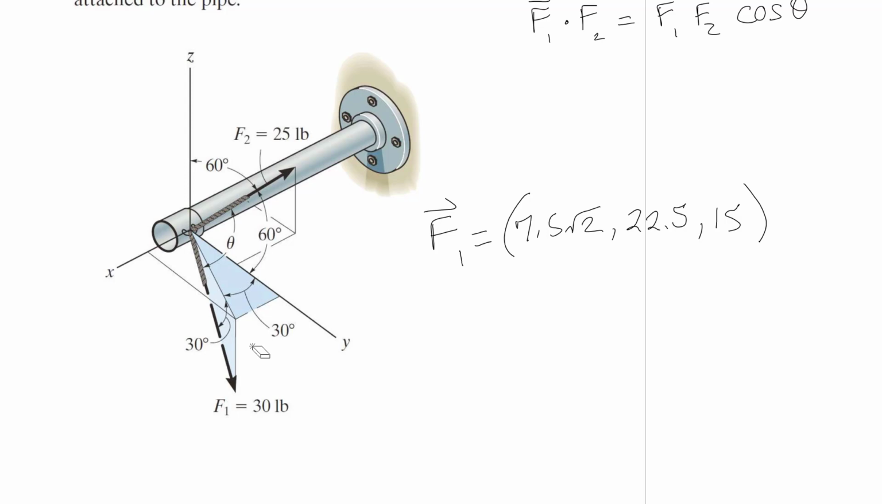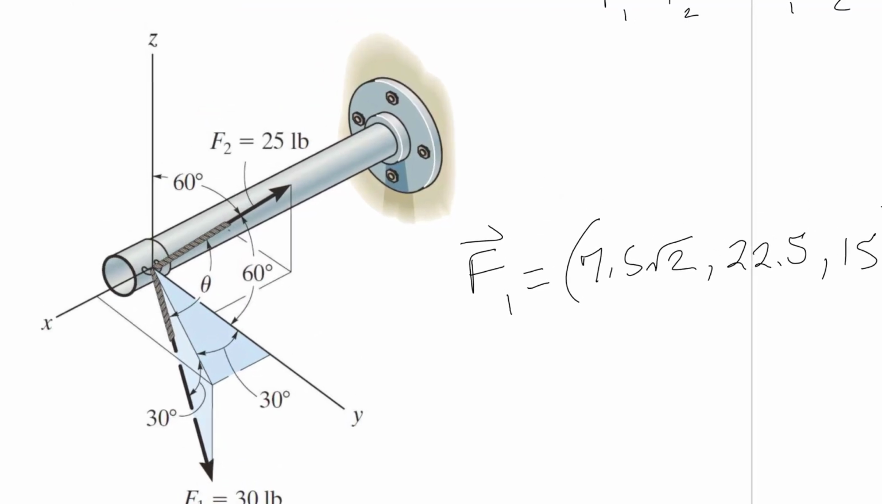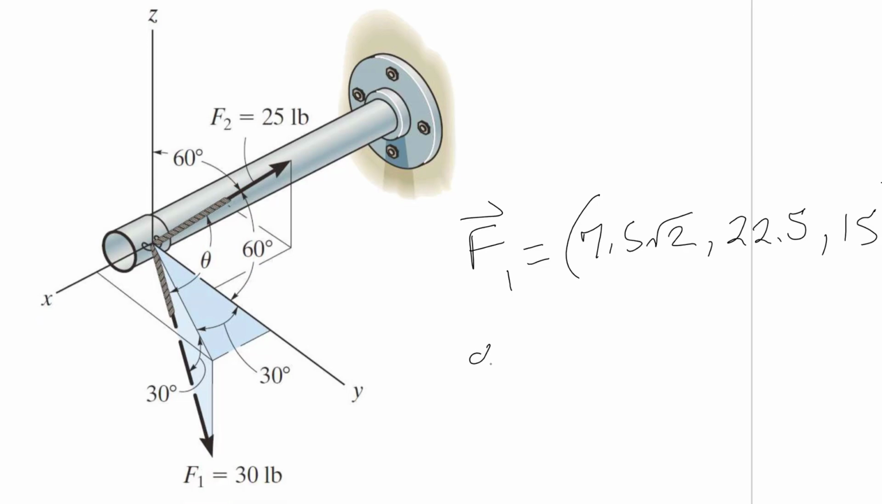Okay, now I'm going to focus on F2. And this is kind of annoying because it only gave me a 60 and a 60 and it didn't give me the other one. So this is an alpha, beta, gamma thing. Okay, so alpha is the one that comes off of the... Oh, that theta has nothing to do with alpha, beta, gamma. That's the angle that we're looking for.